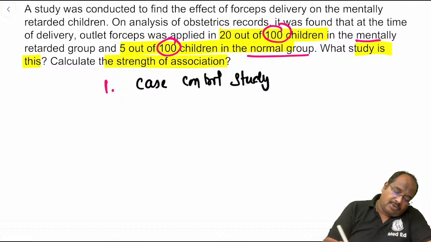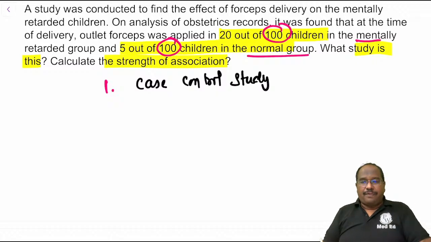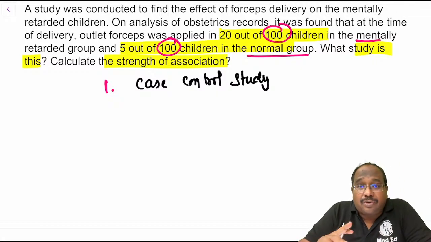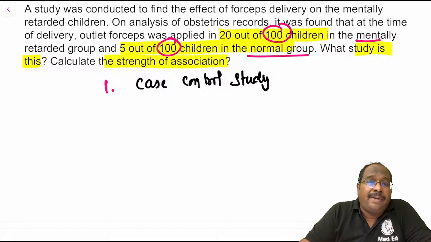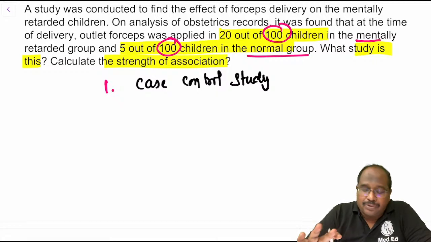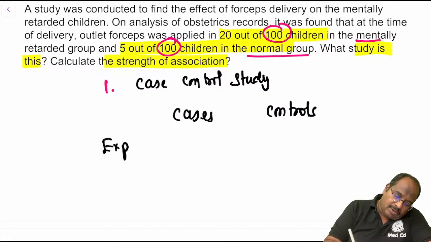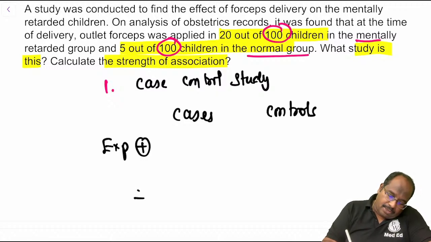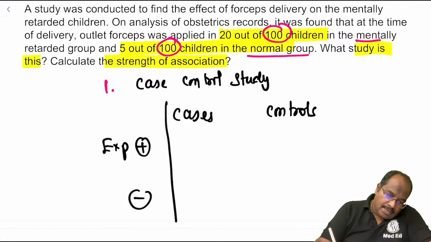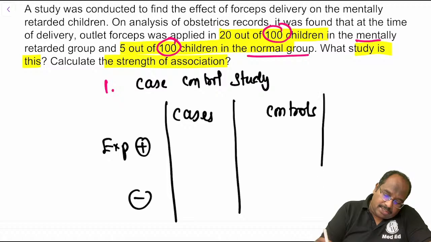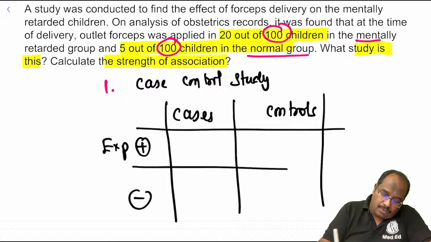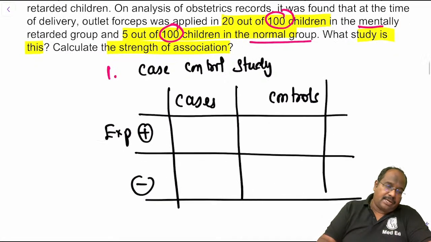A case control study. Now we have to find the association between these two. Not cohort, case control. They have told already 100 children mentally retarded. Out of them, 20 were applied forceps. Now let us take cases, controls, exposure positive, exposure negative. It is a case control study. Now 100 cases, 100 controls.